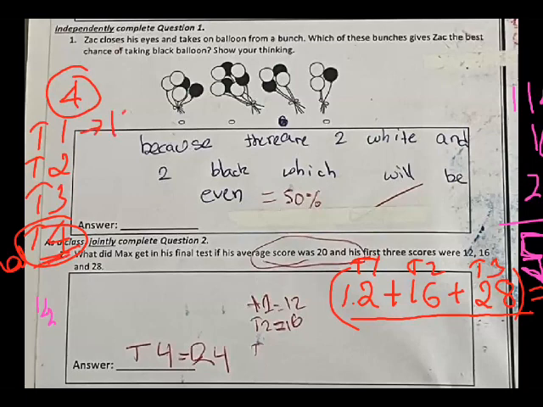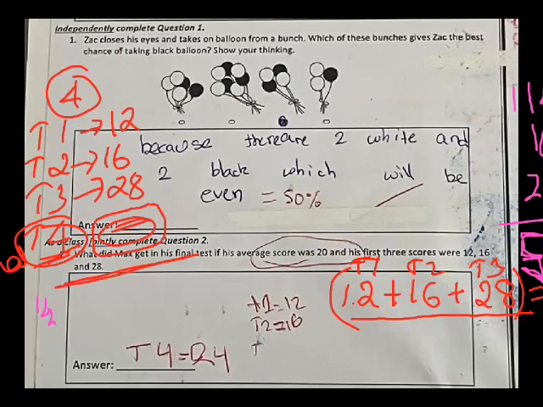For this, they have given it as 12. For this, they have given it as 16. For this, they have given it as 28. But they have not given what you have scored in this test, T4 test. But what they have done is they have given the average of all of these.